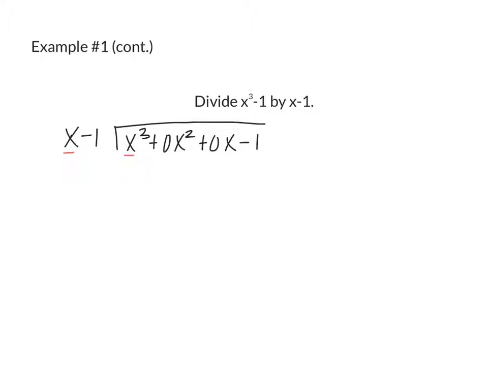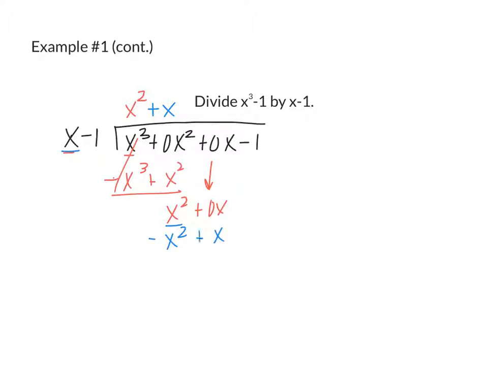If I divide x cubed by x, that's going to leave me with x squared, and then I multiply. So x squared times x is x cubed, and x squared times negative 1 is negative x squared. Then I do my opposites. That leaves me with x squared, and then I add 0x. All right, start over. Now x squared divided by x is x. Then I multiply: x times x is x squared, x times negative 1 is negative x, and then we do our opposites. What we're left with at this point is just x, and we bring down our final minus 1.